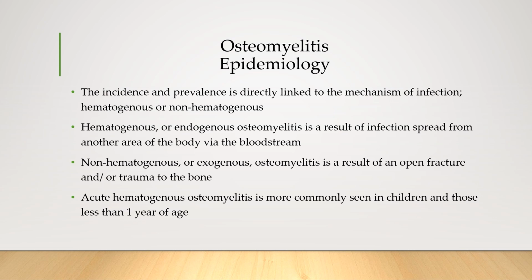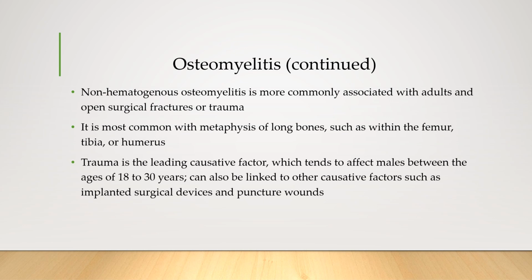Non-hematogenous or exogenous osteomyelitis is a result of an open fracture and/or trauma to the bone. Acute hematogenous osteomyelitis is more commonly seen in children and those less than 1 year of age. Non-hematogenous osteomyelitis is more commonly associated with adults and open surgical fractures or a trauma.